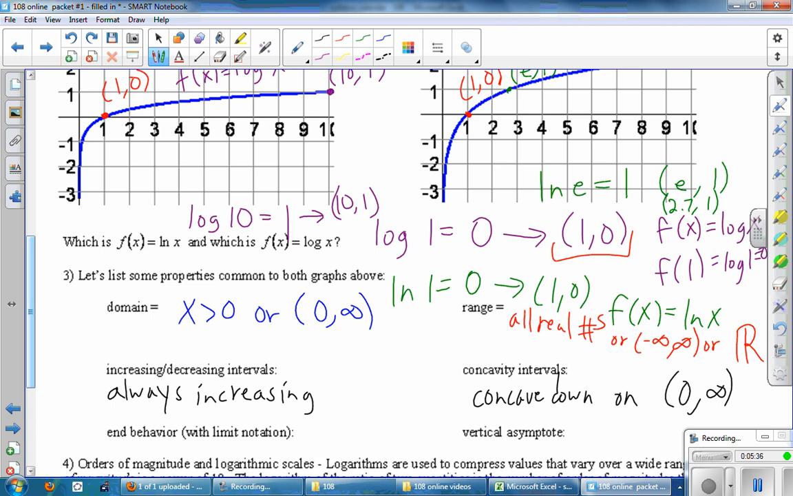So actually, maybe we should have said always increasing, or maybe increasing on 0 to infinity. Remember, it's always the x's we're interested in for increase, decrease, and concavity. Always x intervals.